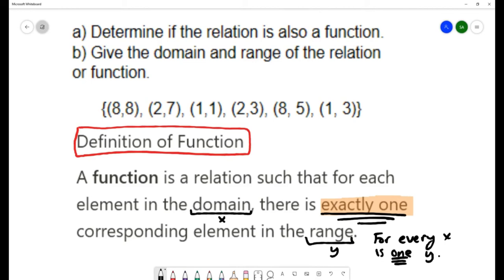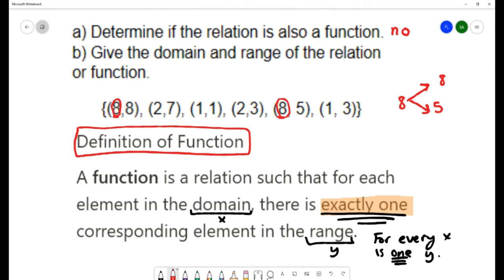So one shortcut is to pay attention to the x-coordinates, and watch if the x-coordinates repeat. Notice here I've got two ordered pairs with the same x-coordinate. So that is an x-coordinate that is corresponding to a y of 8 and a y of 5. This is one x-coordinate corresponding to two y-coordinates. That violates the definition of a function. So we're going to be able to say that no, this relation is not a function.